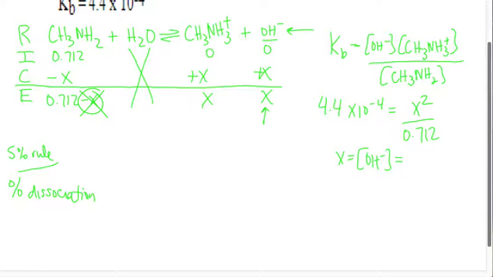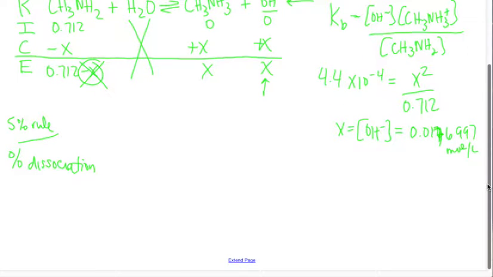Say that louder, I didn't hear that. 0.0176... 997. It's a lot of sig figs, which we'll take care of. All right, so that is equal to our moles per liter hydroxide ion concentration. How does that help me find pH? What do I do? Negative log of 0.017699 is equal to the pOH. So what is that value?